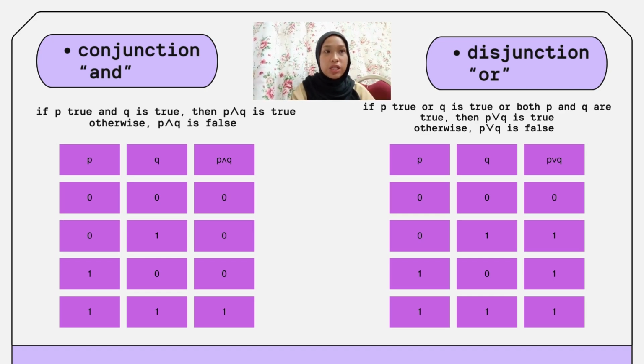For disjunction, or, if P is true or Q is true or both P and Q are true, then P or Q is true. Otherwise, P or Q is false. The truth value for disjunction is: P is 0011, Q is 0101, so P or Q is 0111.